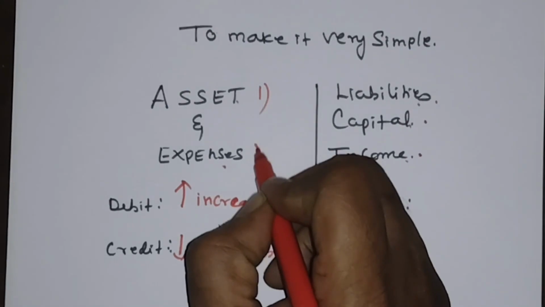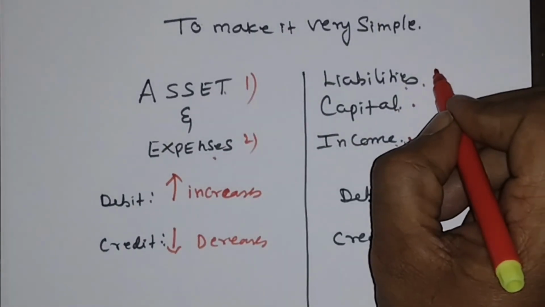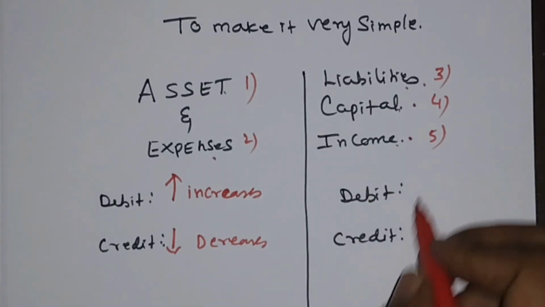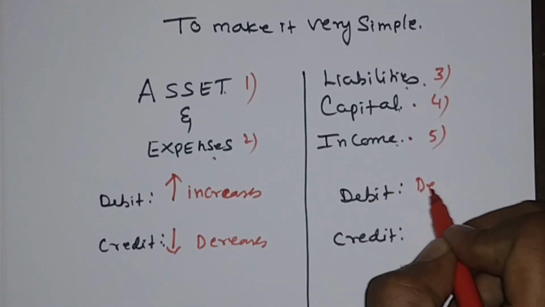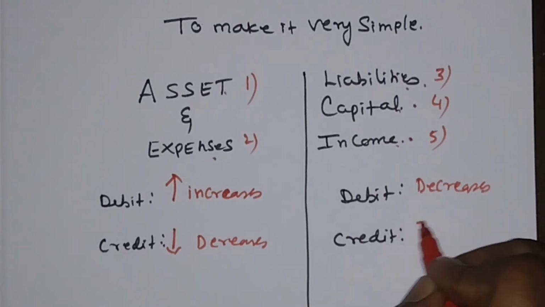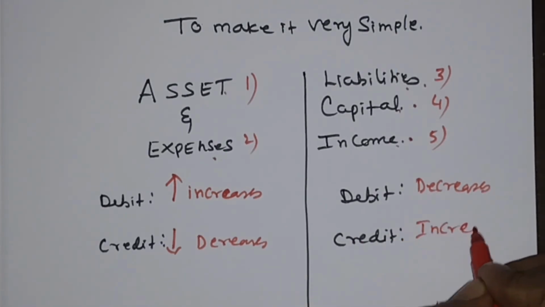Asset is 1, expense is 2. I'll make it 3, 4, 5 for the others. For all these cases, debit decreases and credit increases.